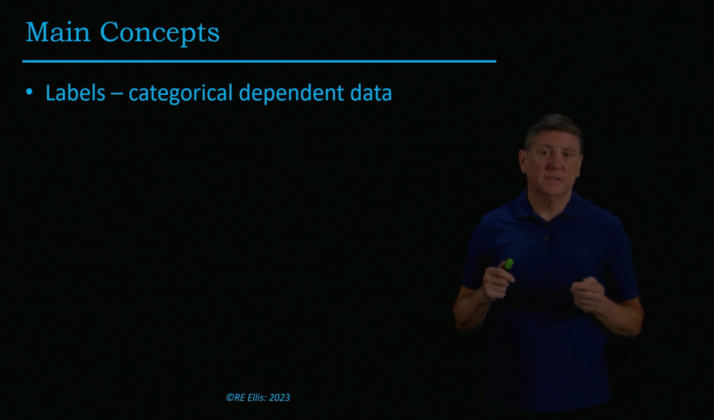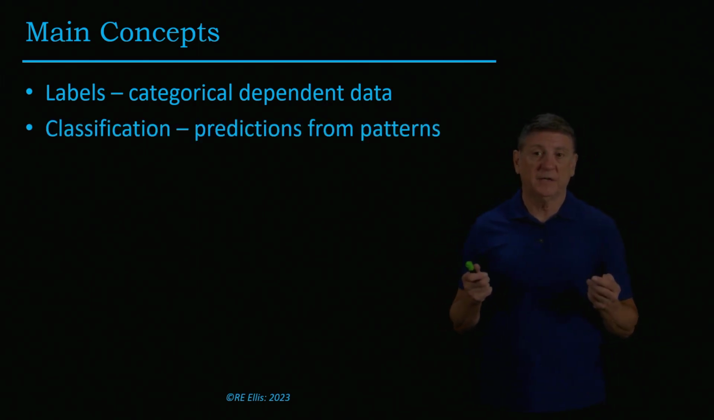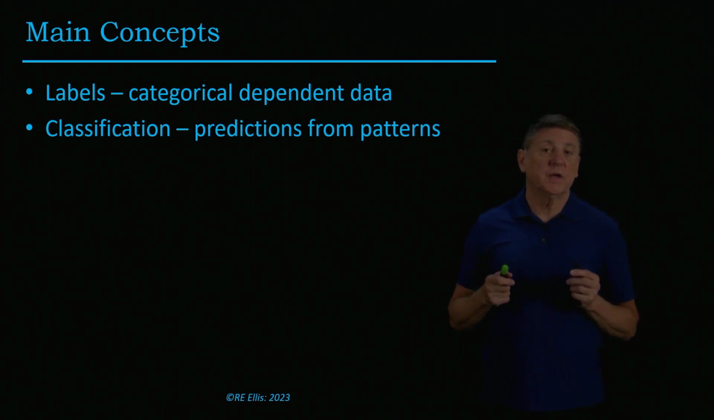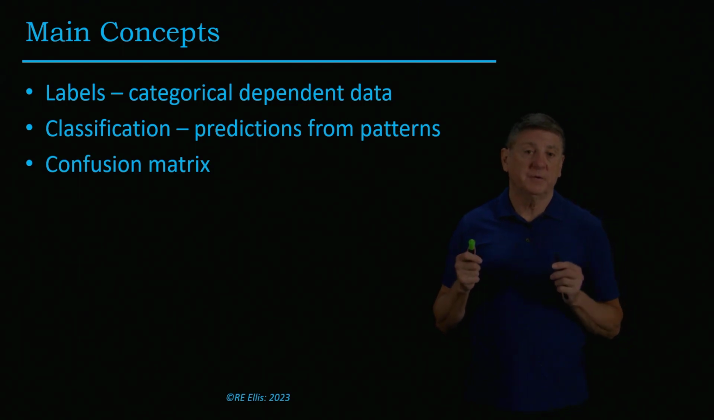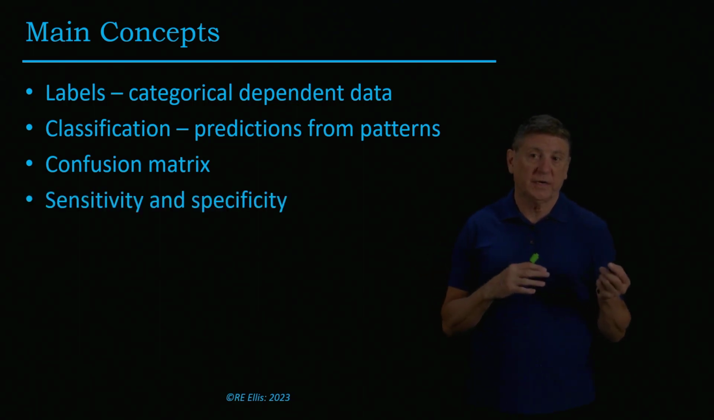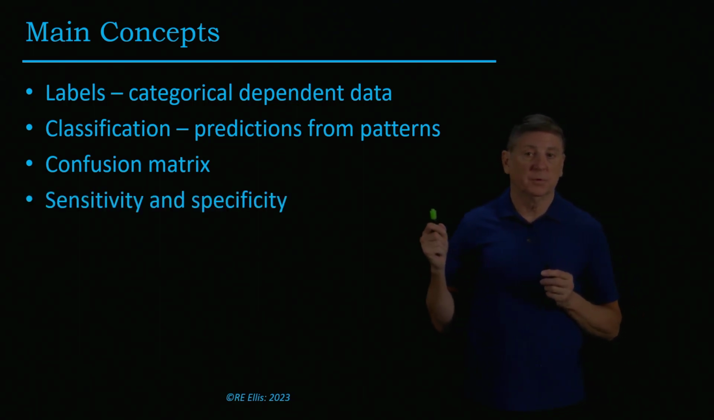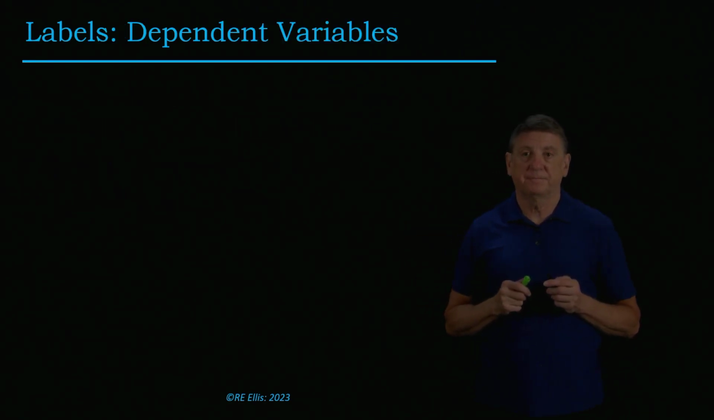In this session, we'll review prerequisite material for nonlinear data analysis, and this will be linear data analysis. The main concepts for this session are: labels are categorical dependent data that are provided to us. A classification is a way of predicting based on patterns that we've detected. A confusion matrix, or a contingency matrix, is an important way to relate our labels that are coming in and our classifications that are going out. And key concepts for a confusion matrix are sensitivity and specificity.